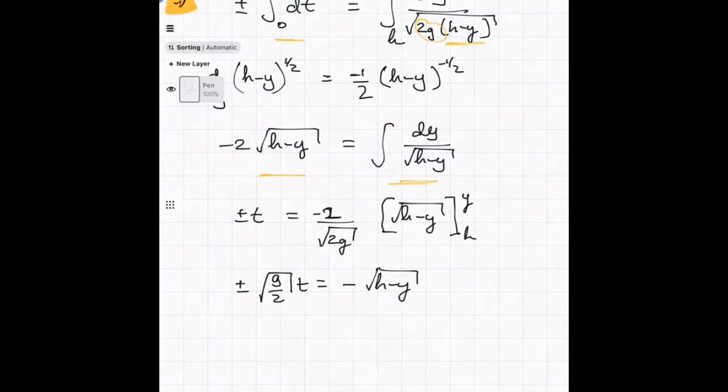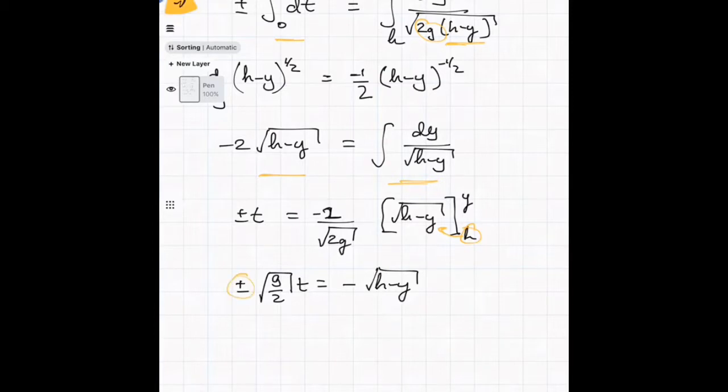The lower limit, when we put it into there, is just going to give us 0, so we just need to evaluate the upper limit, and this is what we get, which is an equation relating time and position. And you notice that we've got a plus or minus here.